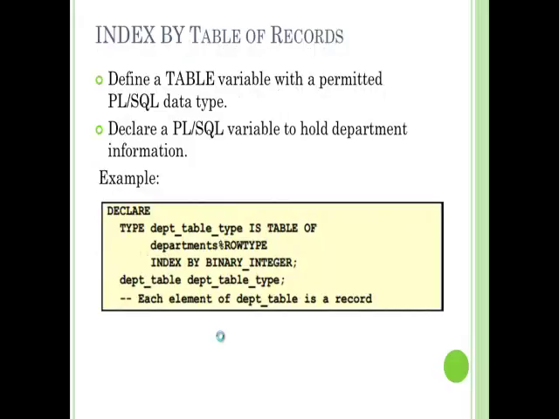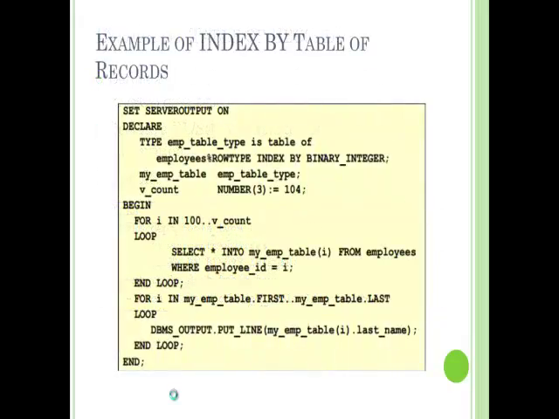Index by table of records. You can define a table variable with a permitted PL/SQL data type, and you can declare a PL/SQL variable to hold department information. This is the example of index by table of records. You can see the syntax like this. This is the example of index by table of records. This is the syntax. You can see it here.